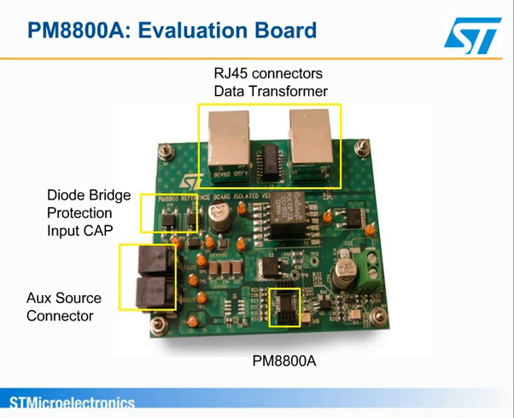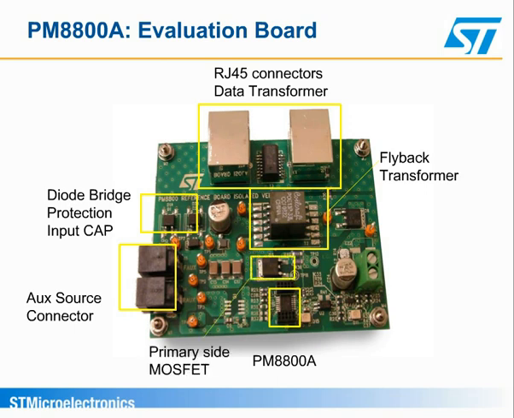Two input jacks are available to test the two auxiliary source connections on the PM8800A. The power transformer is in the center of the picture. Note that there is also a footprint for a larger transformer, which is mounted for the 20-watt board.